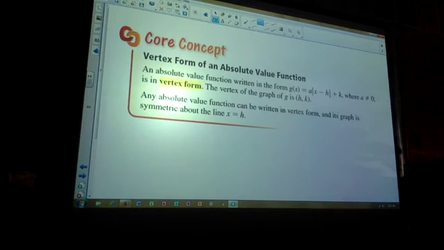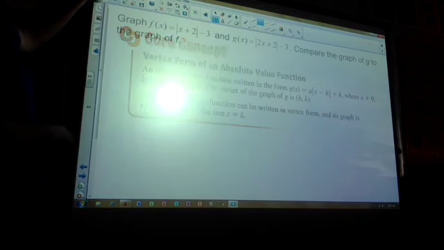Vertex form of an absolute value function. An absolute value function written in the form g of x equals a times the absolute value of x minus h, plus k, where a is not equal to 0, is in vertex form. The vertex of the function is (h, k). We've already talked about this. Its graph is symmetric about the line x equals h. That just means there's a vertical line and it's symmetric about it, meaning I could fold the graph over that vertical line and it falls right on top of itself. So that's a quick core concept.